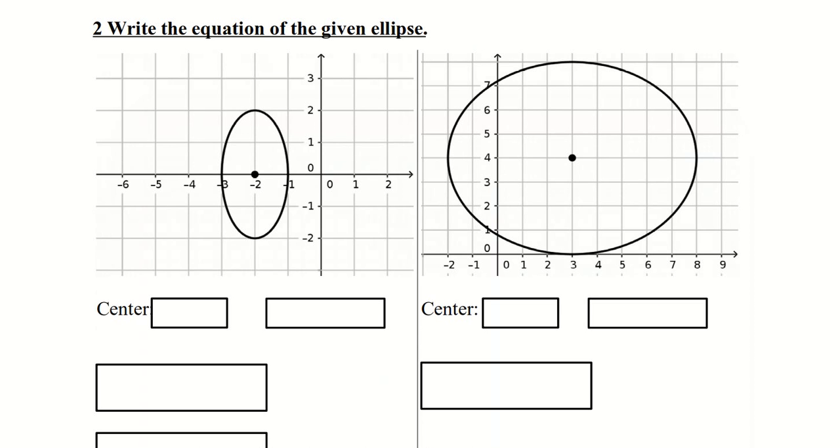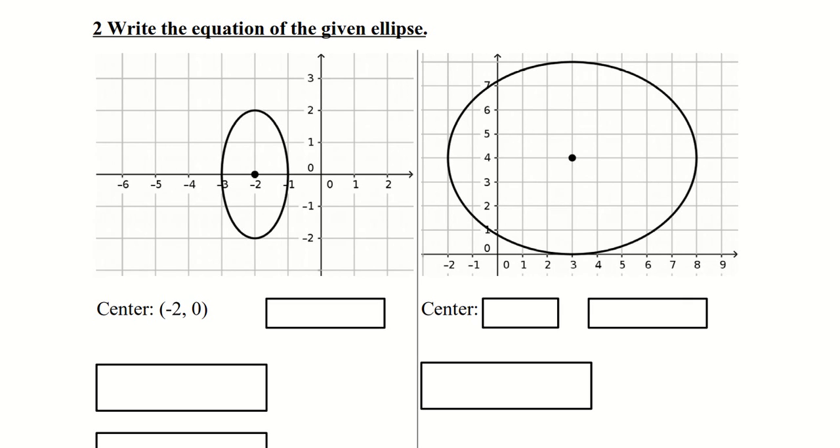Okay, the next goal for us is to write the equation of a given ellipse. So here we're given an ellipse and we're asked to find its equation. And we're going to work through this exactly the way you'd expect. We're going to pick out the information from the graph and then plug it into the equation for an ellipse in standard form. So the first thing that I see is that the center of this ellipse is at x equals -2 and y equals 0. So we've got our center.